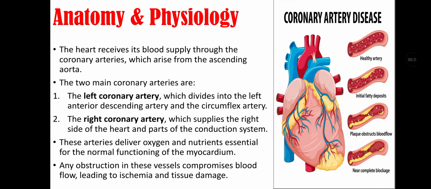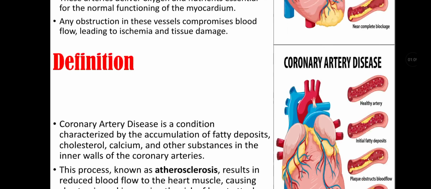Anatomy and physiology of coronary artery disease. The heart receives its blood supply through the coronary arteries, which arise from the ascending aorta. There are two main coronary arteries: the left coronary artery, which divides into the left anterior descending artery and the circumflex artery. Then there is the right coronary artery, which supplies the right side of the heart and parts of the conduction system. These arteries deliver oxygen and nutrients essential for the normal functioning of the myocardium. Any obstruction in these vessels compromises blood flow, leading to ischemia and tissue damage.